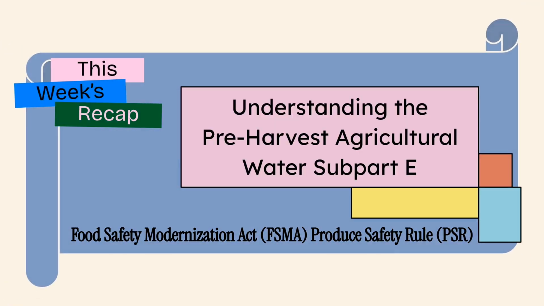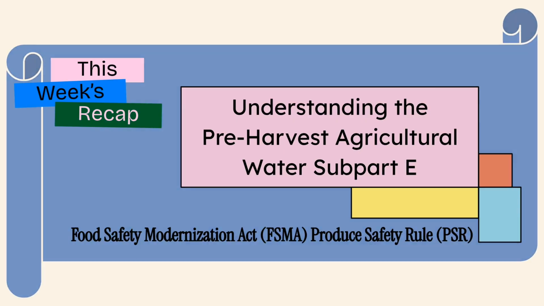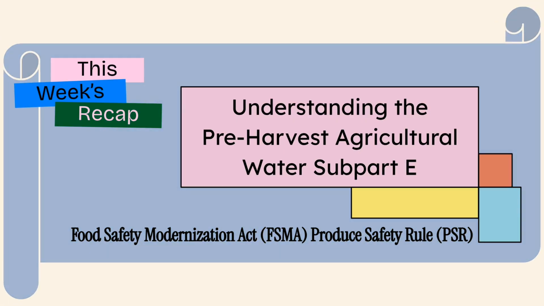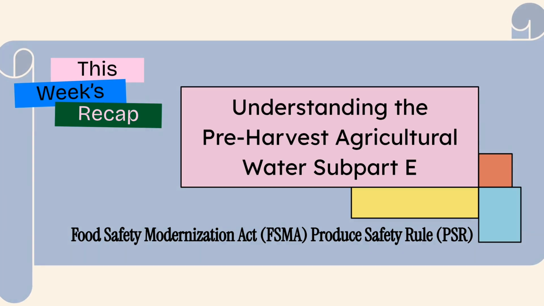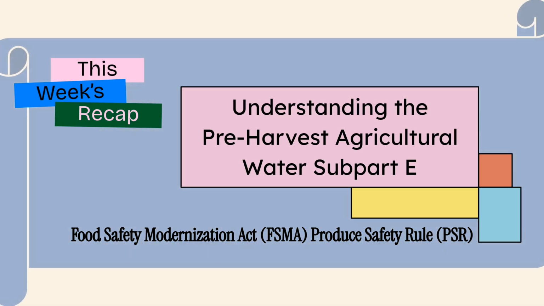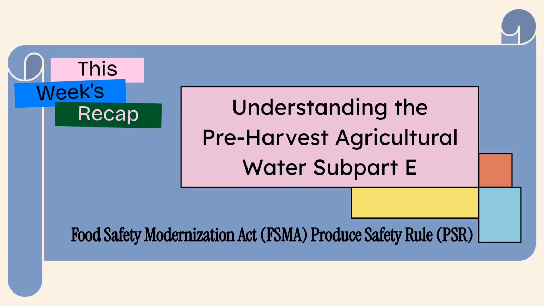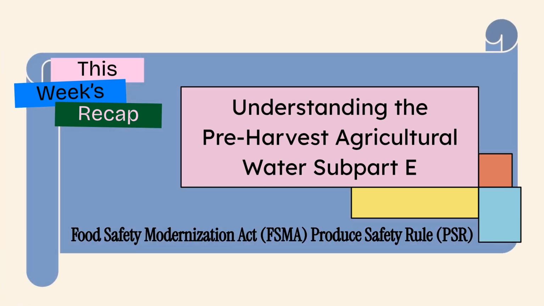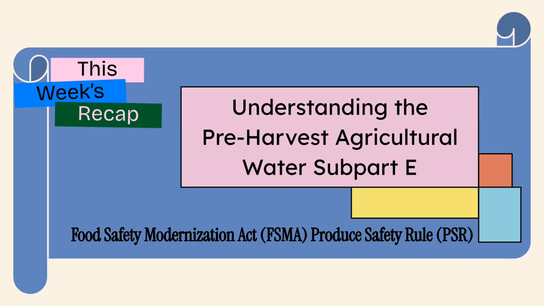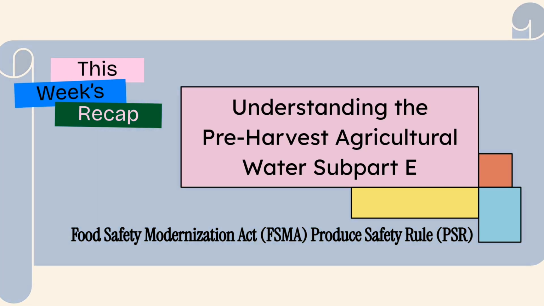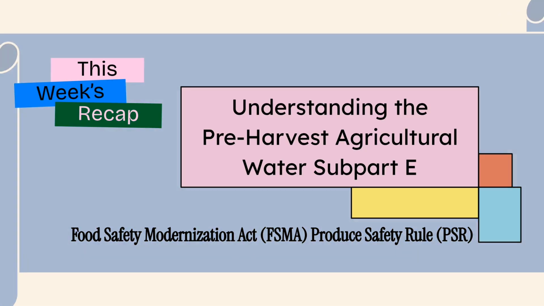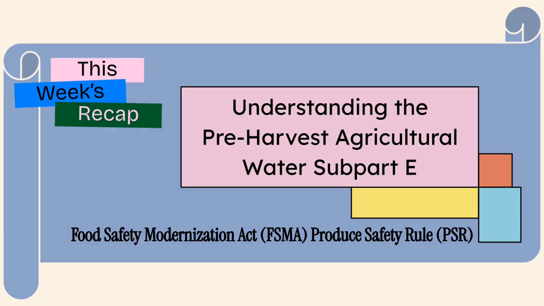Before we get started, let's recap. The Food Safety Modernization Act, Produce Safety Rule, sets standards for safe produce. The pre-harvest agricultural water section was updated to replace mandatory routine testing with a systems-based approach to identify biological hazards in pre-harvest water. Today, we will break down assessments, inspections, and how to assess risks based on likelihood and severity of contamination to help you implement safe farming practices.